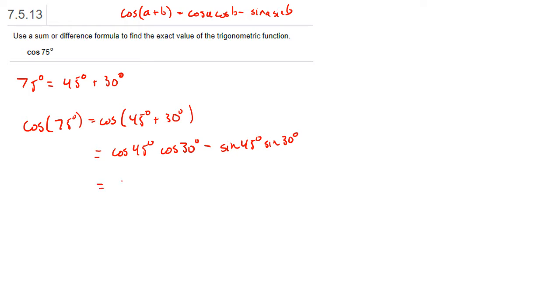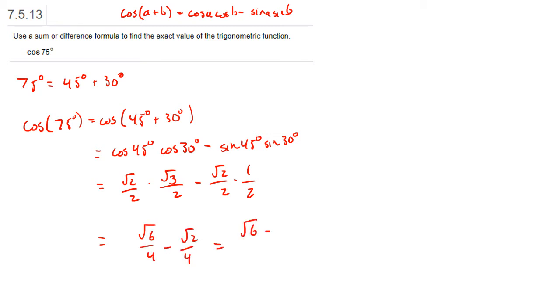And now the cosine of 45 degrees is, I accidentally wrote root 5, root 2 over 2. The cosine of 30 degrees is root 3 over 2. The sine of 45 degrees is root 2 over 2, and the sine of 30 degrees is 1/2. So I get root 6 over 4 minus root 2 over 4. We've already got a common denominator, so root 6 minus root 2 over 4, and that's a nice exact value with no approximation.